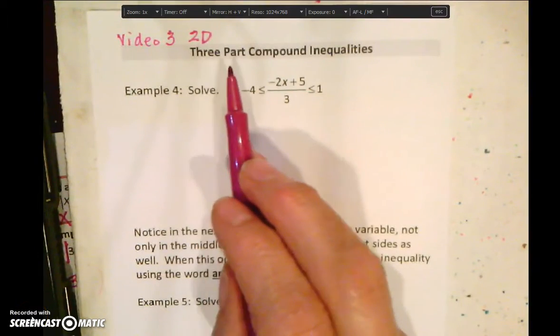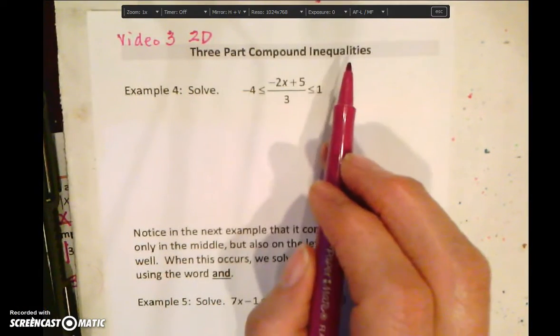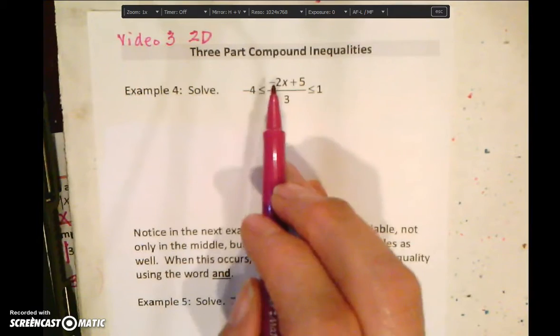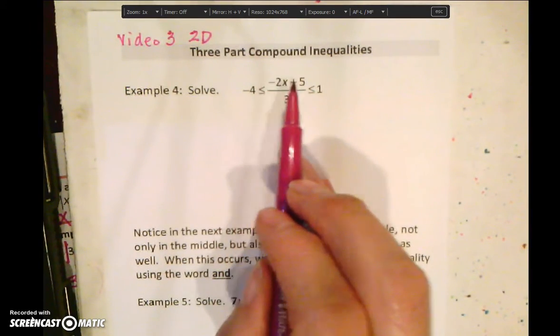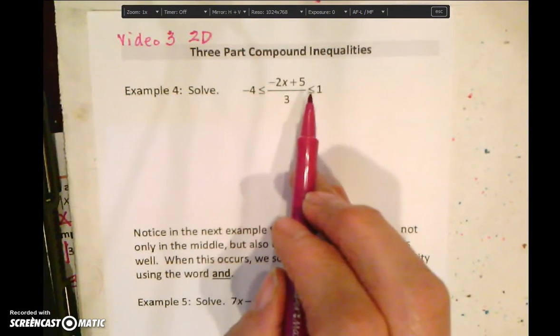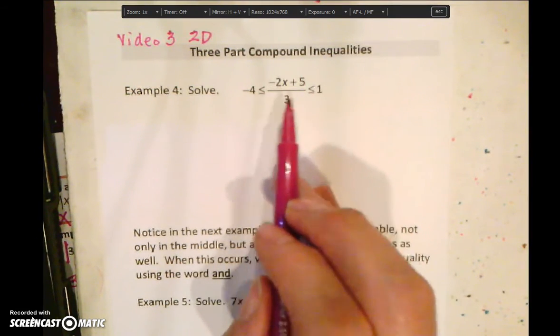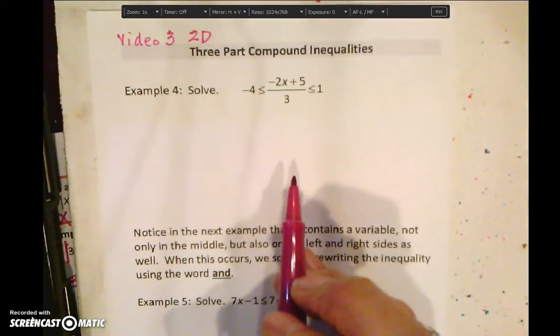We're going to revisit three-part compound inequalities. We've looked at these before, so remember that here we've got -4 is less than or equal to (-2x + 5)/3 is less than or equal to 1. And we want to isolate the x in the middle.